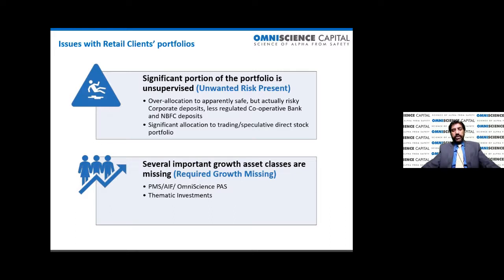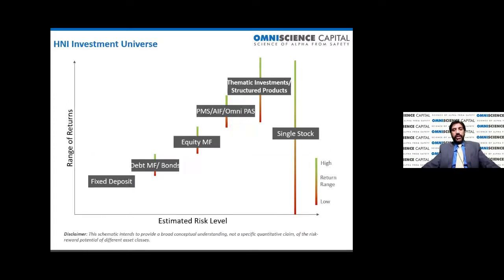As we have all seen for the last 2-3 years, a number of corporate deposits or cooperative bank deposits, etc., have been in trouble, or NBFCs. So that is just one example. Secondly, there is significant risk in their trading or speculative portfolio, stock portfolios. And the second problem is that PMS or AIF or thematic investments, using structured products, etc., are again not available to a typical retail investor. So the growth asset classes are also missing. So these are the two problems which are there. We will see how that might change.